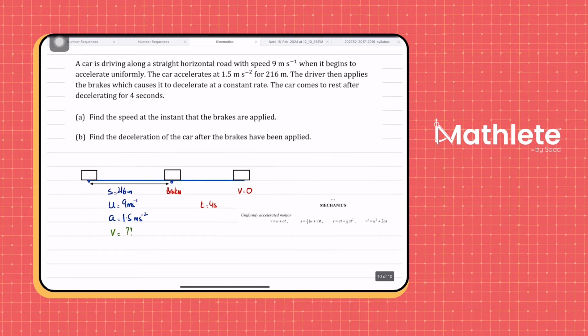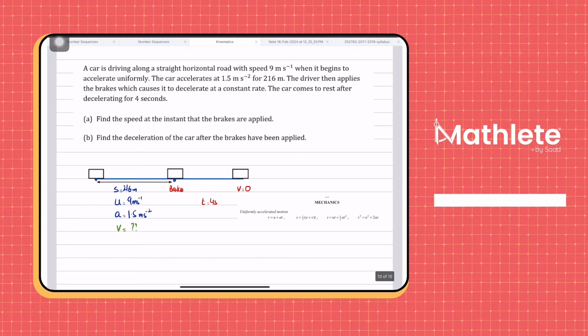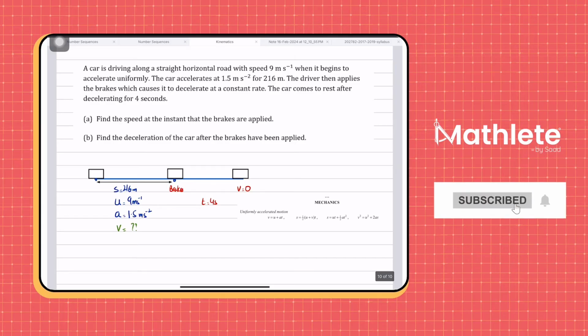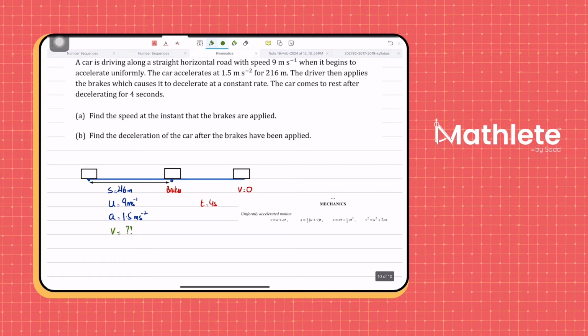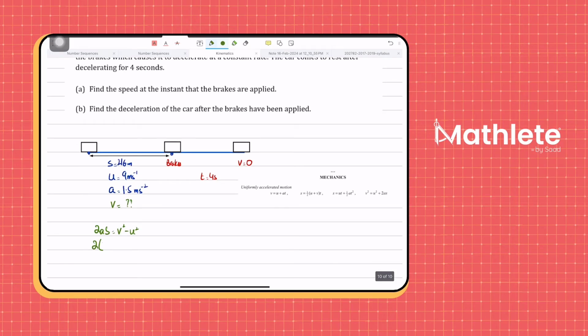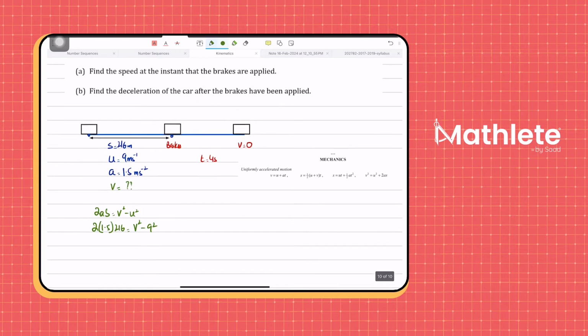What do you guys think? Which equation can I use over here? First, second, third, fourth. The last one. That's correct. We have the acceleration, we have the displacement, we have one velocity. We need to find the other. So we are going to use 2as equals v square minus u square. So 2a, which is 1.5, into s, which is 216, equals v square minus u square. Now just use your calculator and solve this. So 2 into 1.5 into 216 plus 9 square. We get 729.